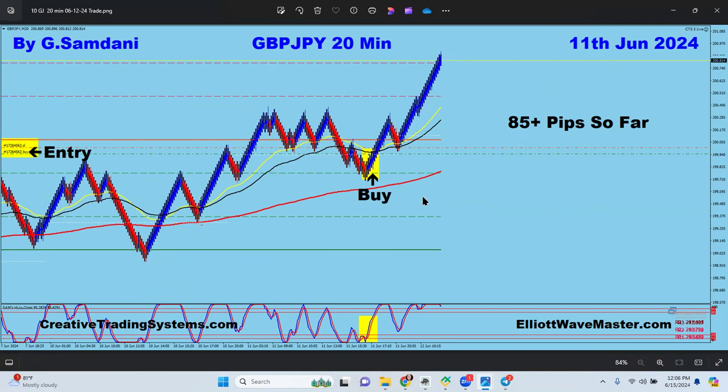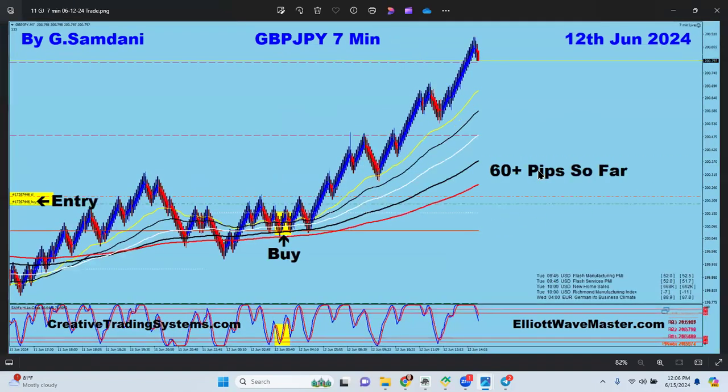So the ones running more than 50, I hold, and then I close them with profit. Less than 50, I just sit there. If it goes above 50, fine. If not, it comes back and hits my SL at break even, no big deal. Now, 60 pip from this entry all the way there. This is pound yen from the 7-minute chart.